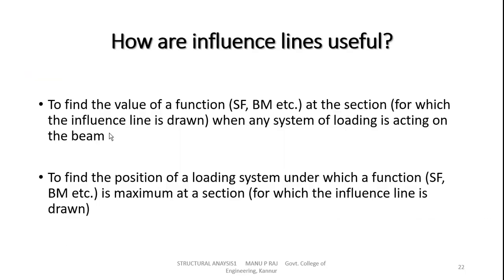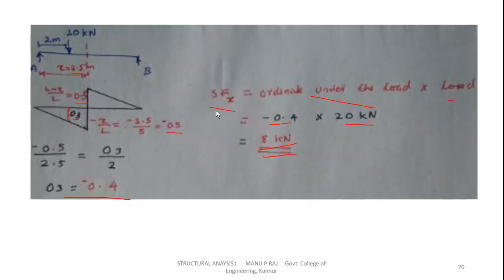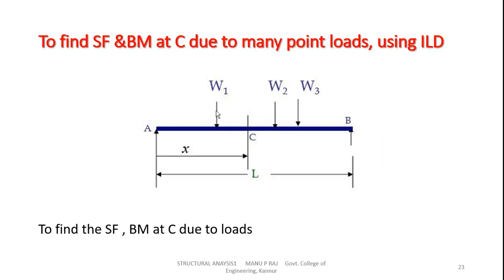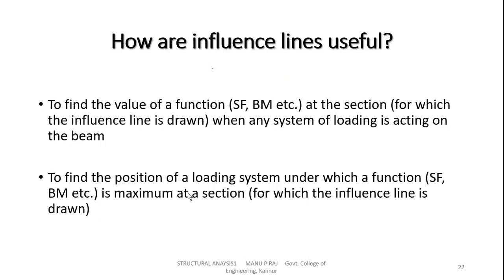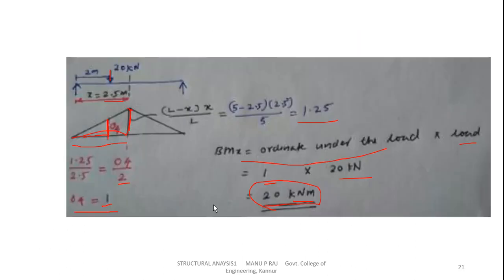Now, how are influence lines useful, or what are the uses of influence lines? To find the values of shear force and bending moment at a section when any system of loading is acting on a beam, like this example. To find shear force, bending moment and reaction, we will use the influence line diagram. Next, to find the position of a loading system under which a function like shear force or bending moment is maximum at a section. So if you want to calculate the maximum value of shear force for a certain position, we can find that position also using the influence line diagram.